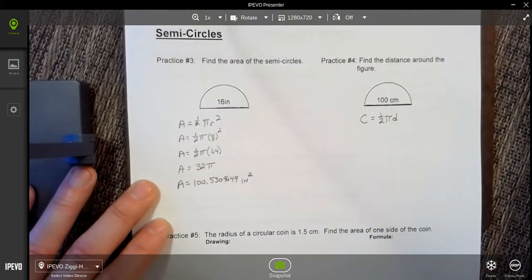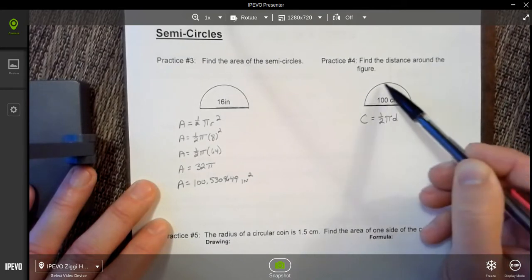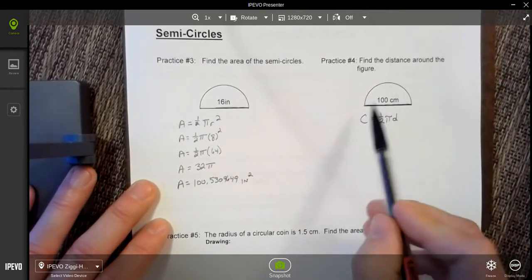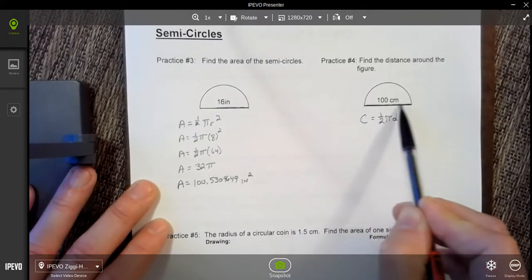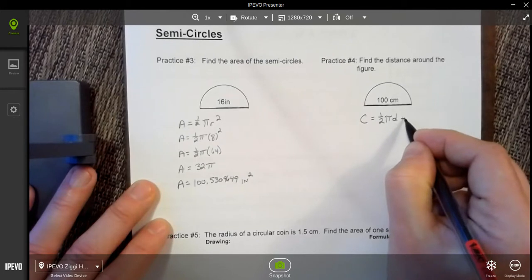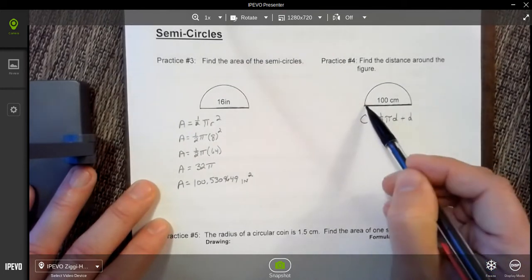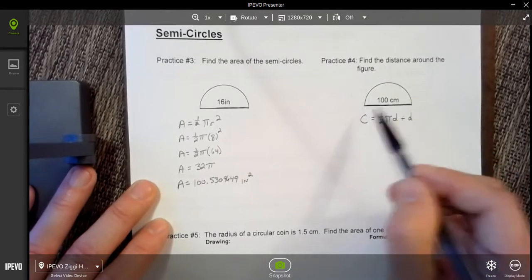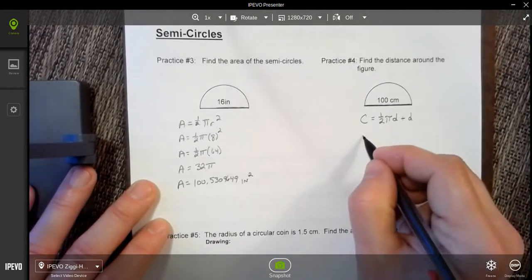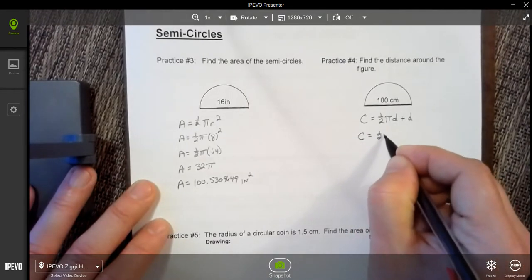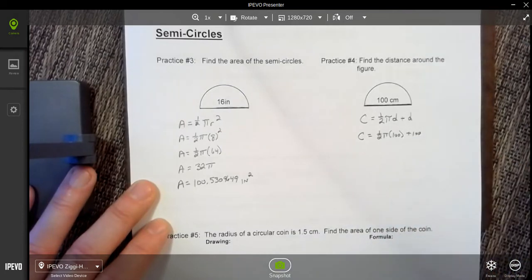But we're not done yet. This is just going to give us the curved part of the semicircle. We still have to take into account that we need to add in this extra piece right here, which again is our diameter. So we're going to add in the length of the diameter again. 1/2 pi d gives us the curved part plus this diameter right here. And now we're ready to go ahead and do our substitutions. C equals 1/2 pi times 100 plus 100.